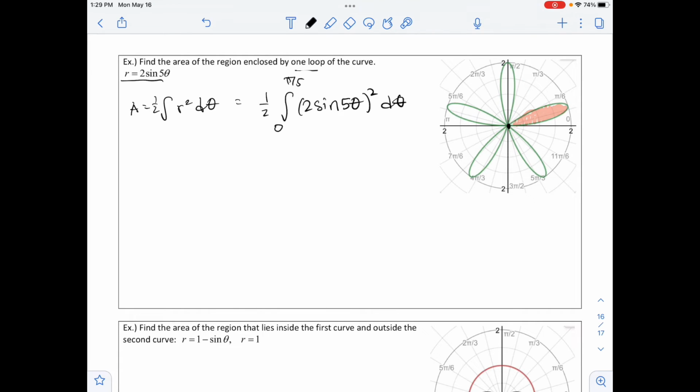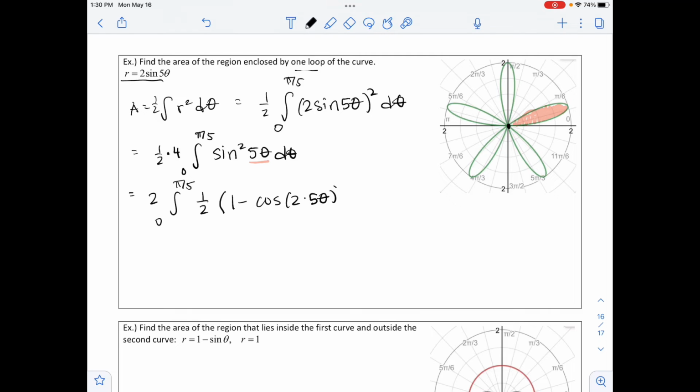And so simplifying this, we end up with 1/2 times, and then squaring both these terms, I'm going to have a 4, I'll pull that out in front also, times the integral from 0 to pi over 5 of sine squared 5 theta d theta. And so from here, simplifying this, we're going to have 2 times, and I need to use that power reducing formula again. So the integral from 0 to pi over 5 of 1/2 times 1 minus cosine of 2 times theta, but this time we don't just have theta, we have 5 theta, so 2 times 5 theta d theta.